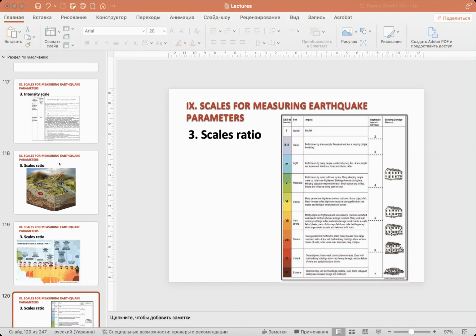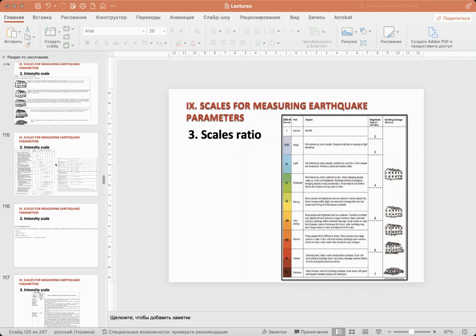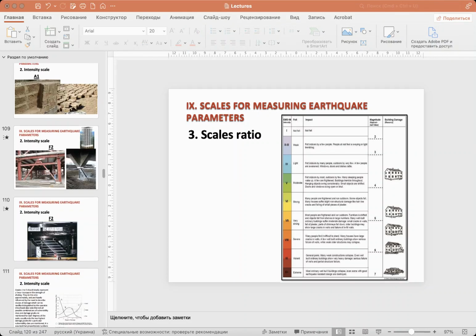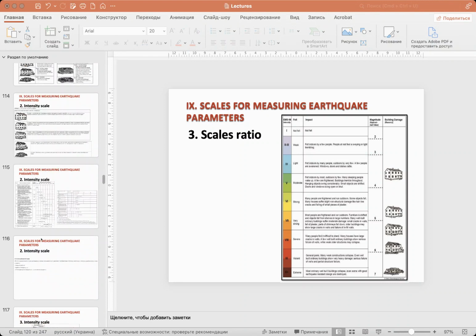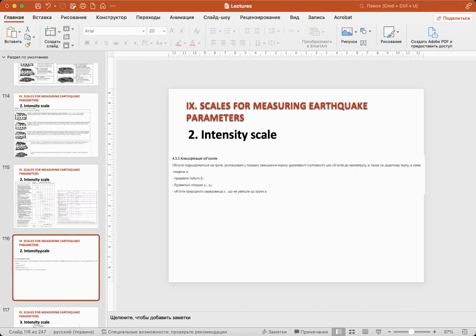Today we'll continue discussion of this case to assess the earthquake effects. And last lecture we finished on the objects of the earthquake impacts, and we discussed them according to EMS and according to the Ukrainian scale DSTU, which looks almost the same as the EMS scale.